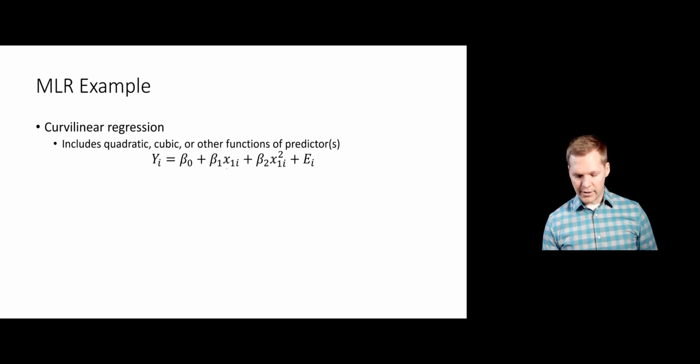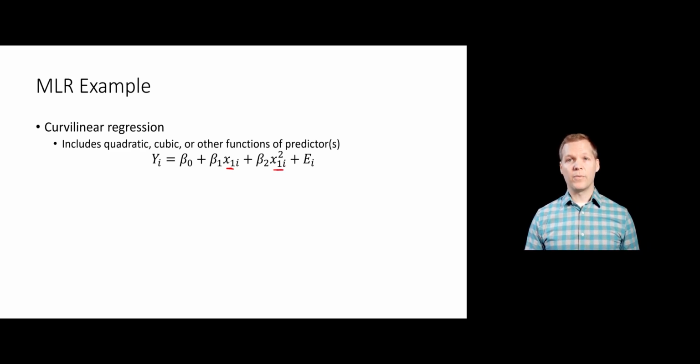So one of my predictors here is x. My second predictor is x squared. So it's that same variable, but we're going to include a squared term for it. So this is still linear regression because this is linear in my parameters, but we're able to fit a quadratic x term in our model.